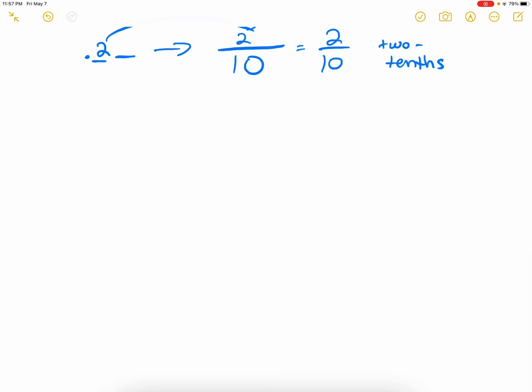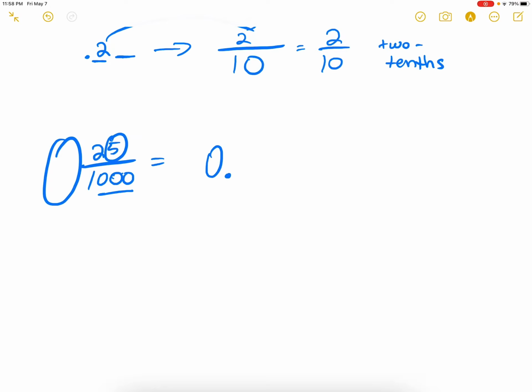Now let's go from a fraction into a decimal. So if you had 25 over 1,000, turn into a decimal, well, first you would say, all right, there's no whole number in front here, so it's just going to be 0. Then it's going to be the decimal. Then it's 25 out of 1,000, right? So you just move over. So what that essentially means is that the last digit has to be in the thousandths place.